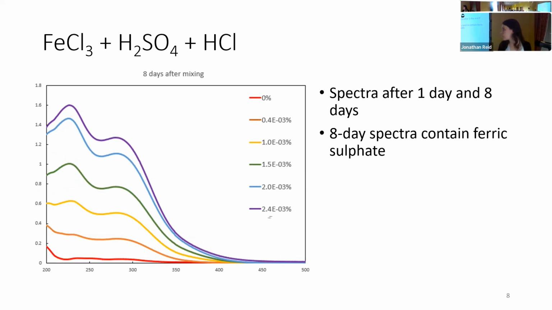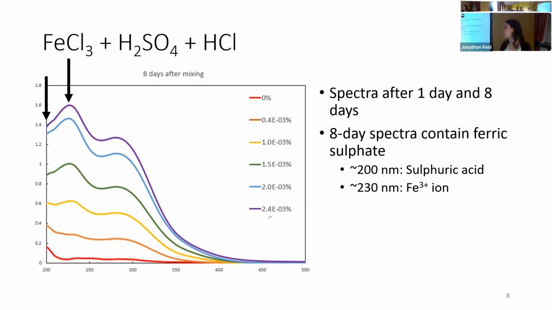So we can work through the different features of this and see what they all are. On the left-hand side, there's a bit of a shoulder. That's due to the sulfuric acid, so we can broadly ignore that. It stays the same across both spectra. Then this is an Fe3+ ion. This is the ferric sulfate complex ion. And this is a suspiciously long tail.